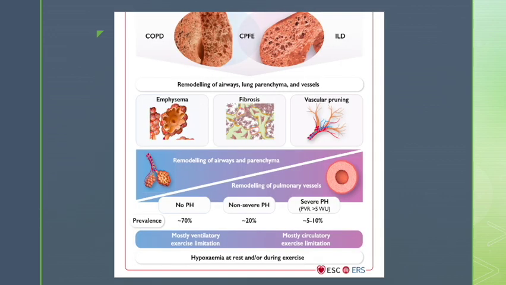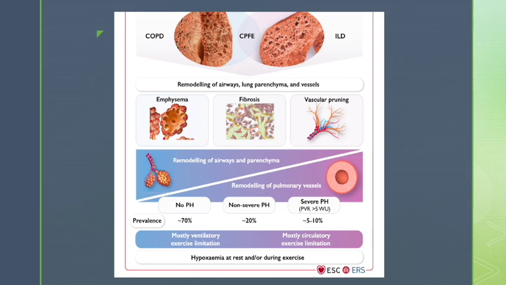So how does this whole pulmonary hypertension thing impact the lung disease? If you look at the pathophysiology of PH associated with lung disease, you would notice that lung diseases like COPD or ILD or combined fibrosis cause emphysema, remodeling of airways, remodeling of lung parenchyma as in fibrosis, or remodeling of the vessels as in vascular pruning. The more the remodeling of airways and parenchyma occurs, proportionately the remodeling of pulmonary vessels and vascular remodeling starts.